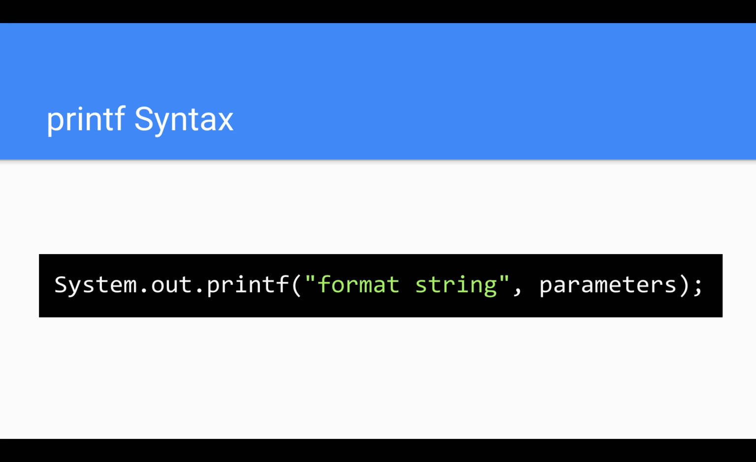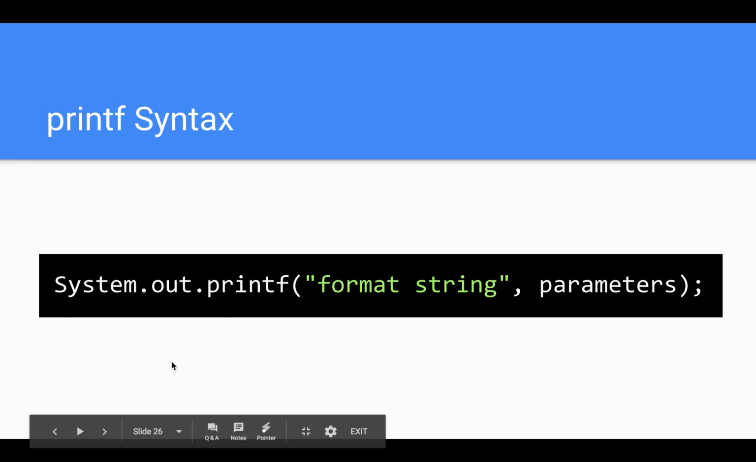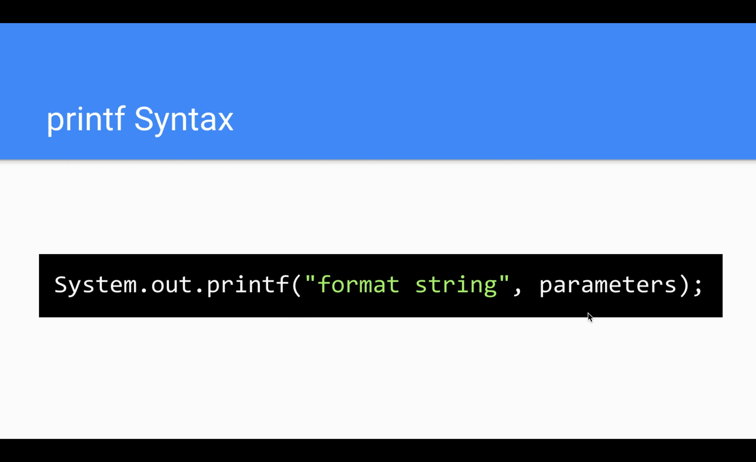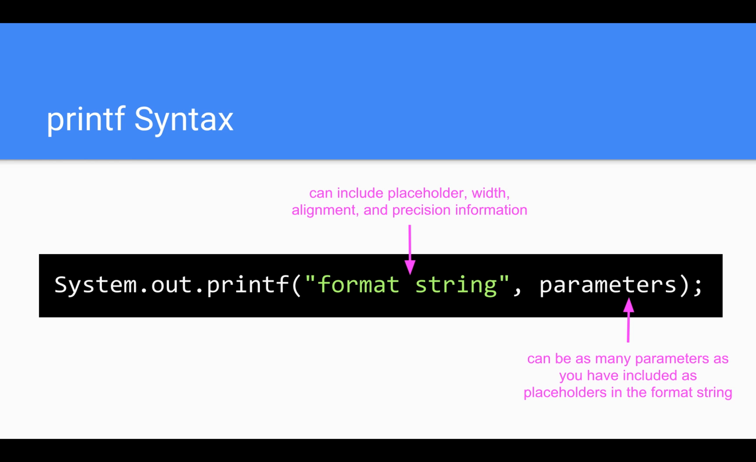Printf. So printf syntax is System.out.printf, a string for the format string, and then parameters. This will include placeholders for width, alignment, and precision information, and it can have multiple placeholders. Parameters can be as many as you have included placeholders in the format string. So this can be one to many parameters, all separated by commas.